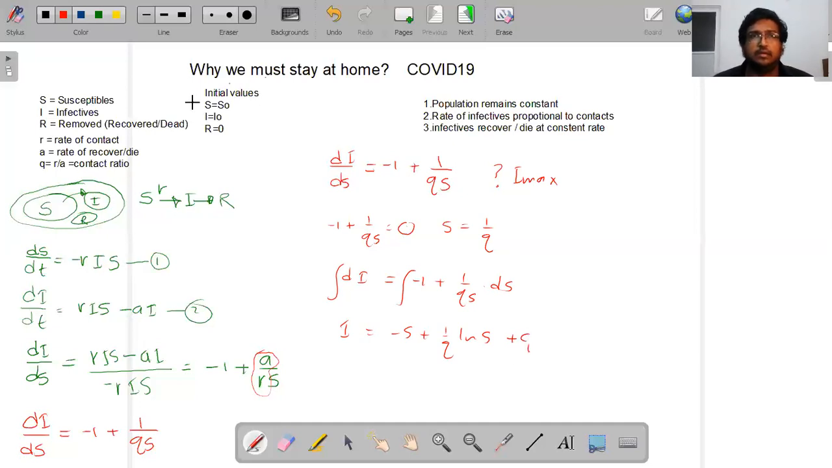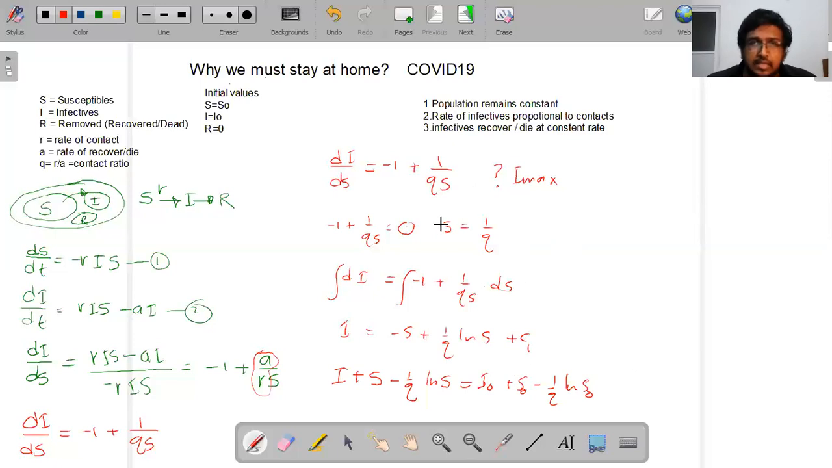We assume that initially the susceptibles S equal S naught, and initial infected people I equal I naught, and initially we don't have any recovered people, 0. So when you plug those values here, you can take I plus S minus 1 over Q ln S equal to I naught plus S naught minus 1 over Q ln S naught, right?